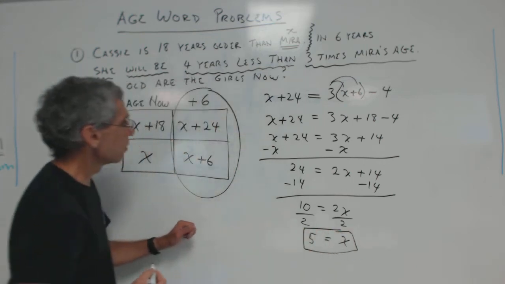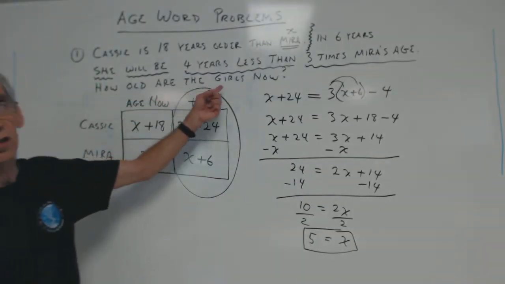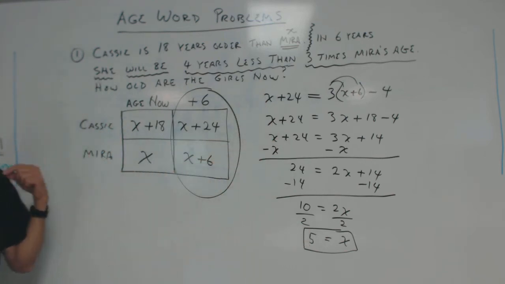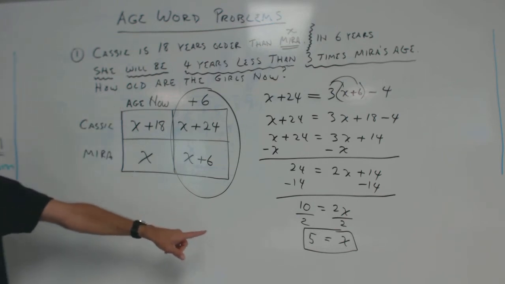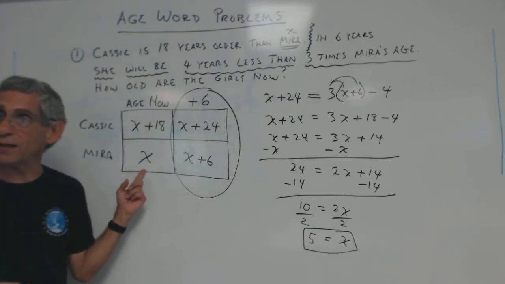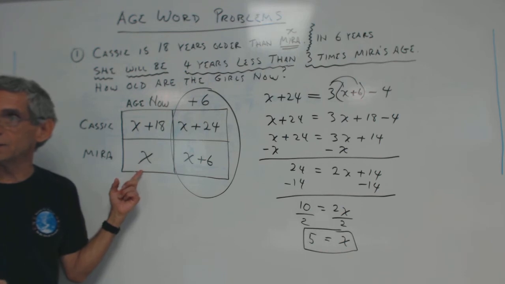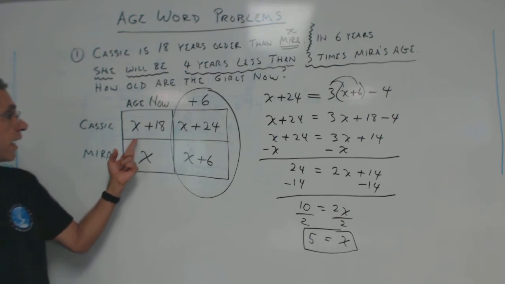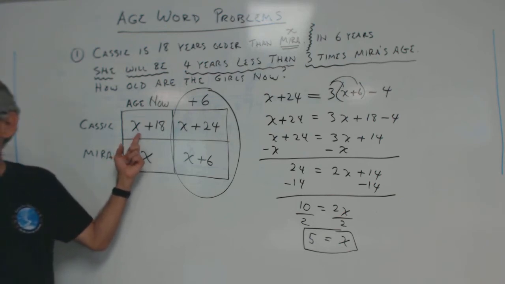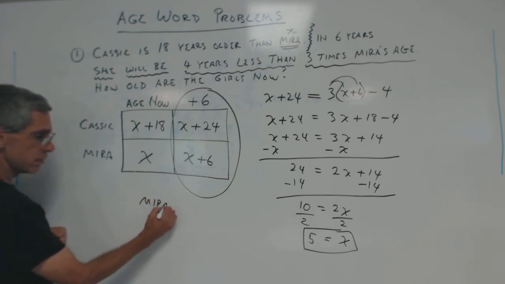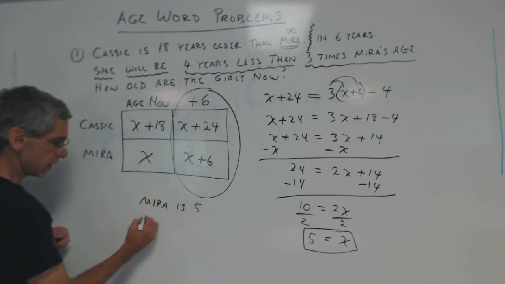Right? So it says, how old are the girls now? I figured out that x equals 5. Which column gives me their now ages? The left column. And I figured out what x is. So I could just say, oh, Mira is 5 years old. You're amazingly smart for 5, Mira. But, you know, she is 5 years old. How old is Cassie? 23. So then you say that. You say Mira is 5 and Cassie is 23.